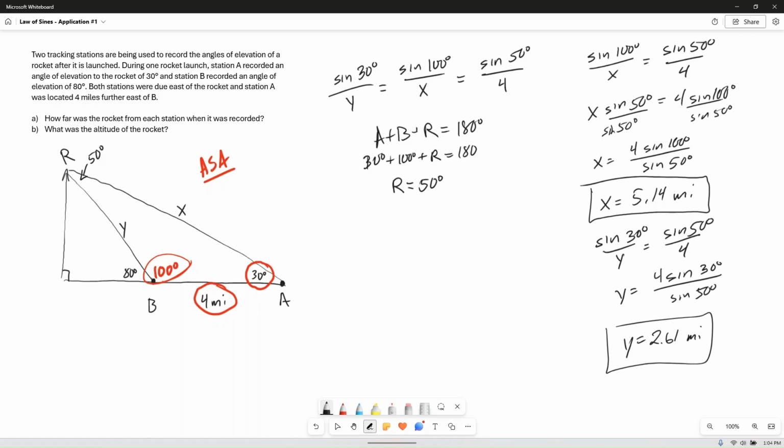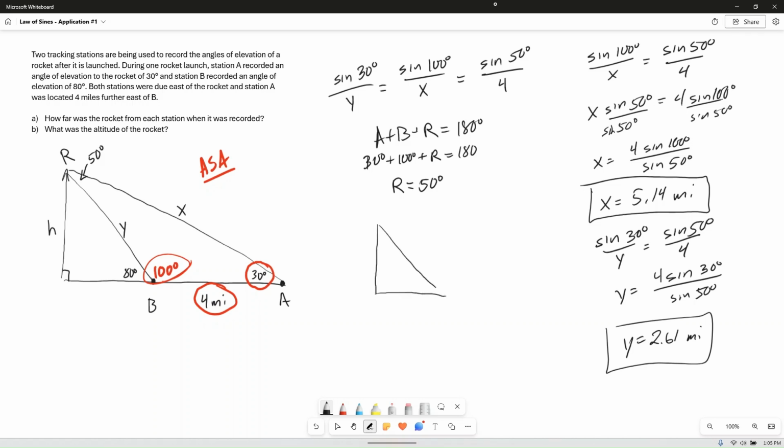The second part of the question is we want to know what is the altitude of the rocket? What is its height? In our illustration that we started with, that is the length of that vertical side. And if we look at that, that is actually part of a right triangle. That's the smaller right triangle. So let me break that apart and look at that smaller right triangle here.